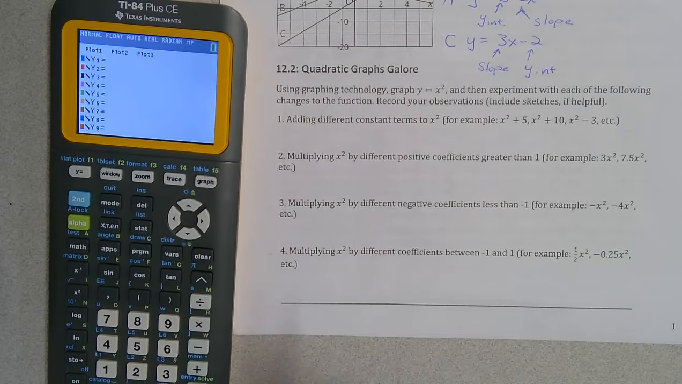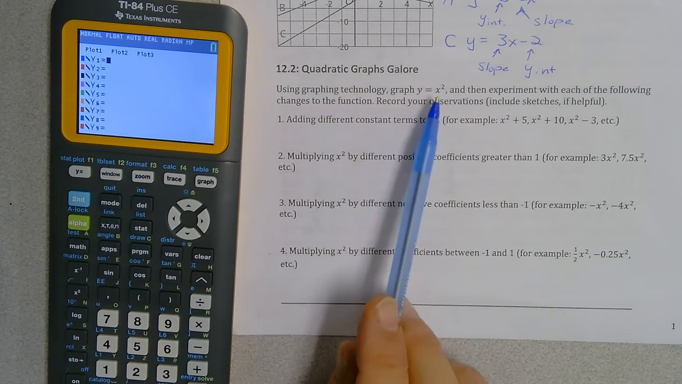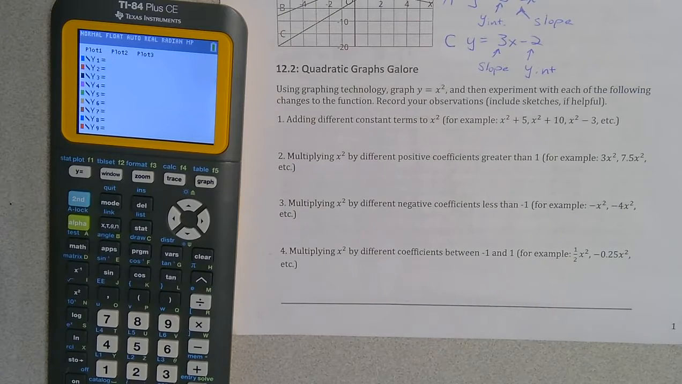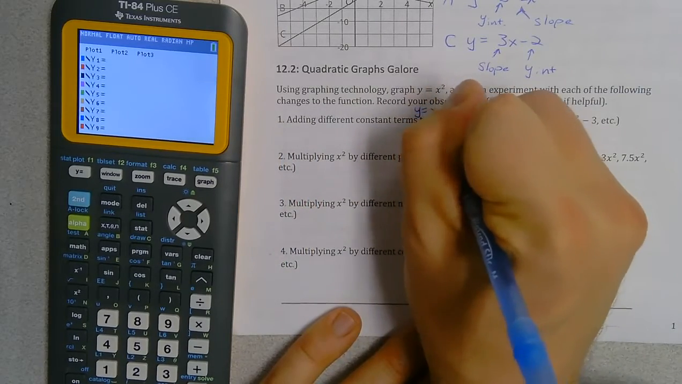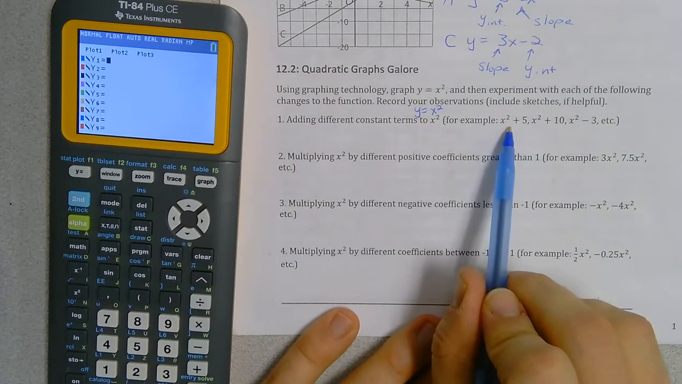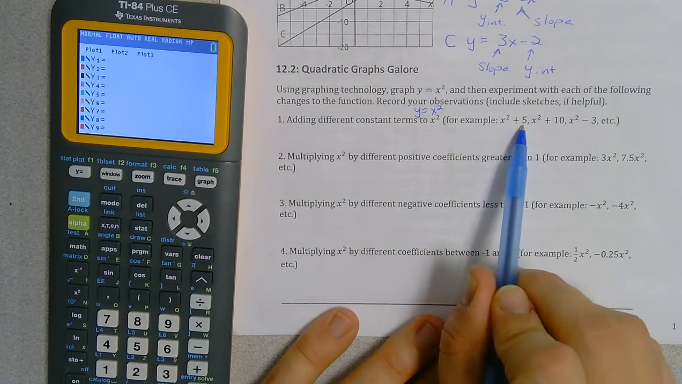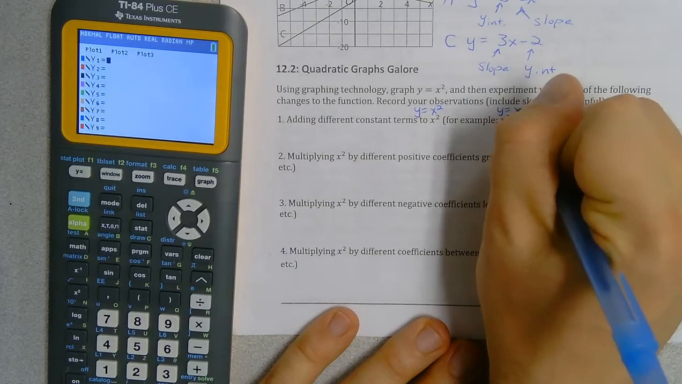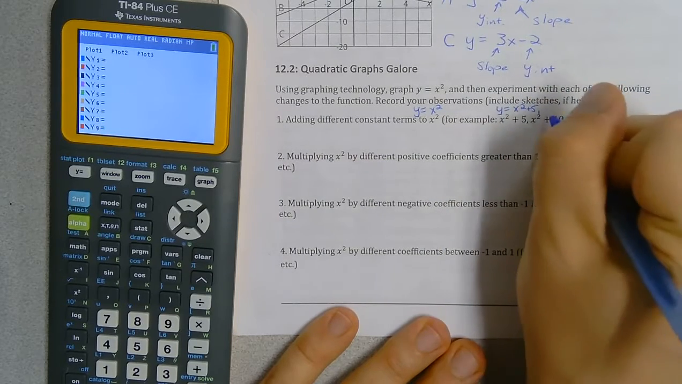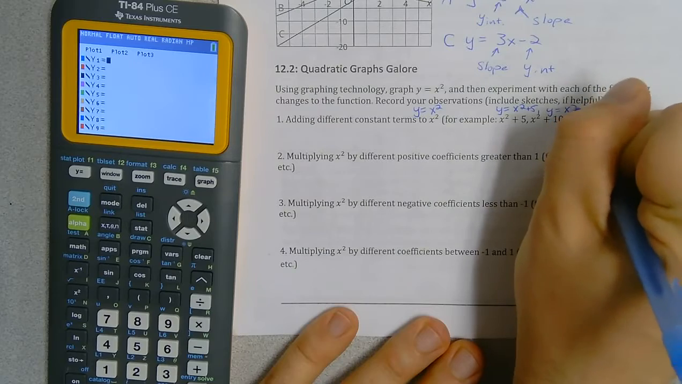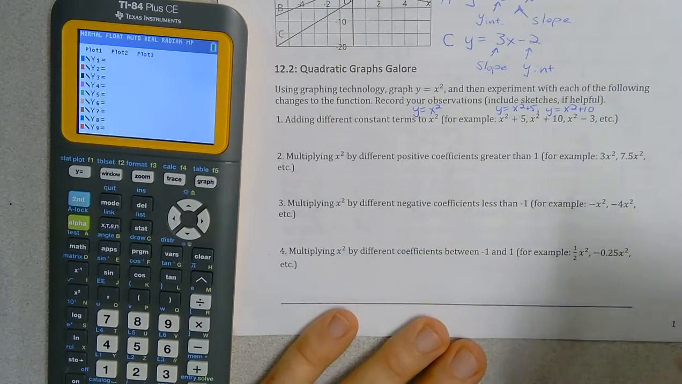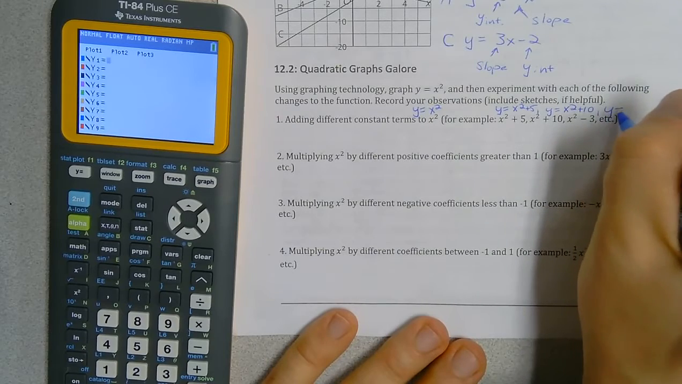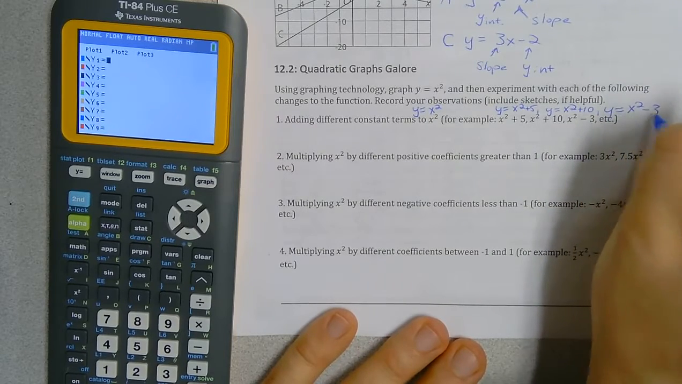Okay, ladies and gentlemen. Now where it says use graphing technology, we have y equals x squared, and we experiment with each of the following functions and record our observations. We're going to start with a parent function, y equals x squared, and look at what happens if I add different constant terms. The constant term is just the number on the end. We'll graph y equals x squared plus 5, then y equals x squared plus 10, and lastly y equals x squared minus 3.